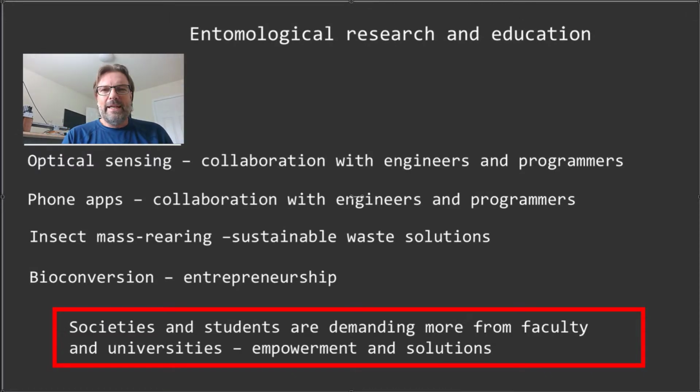With this presentation, I hope I have given you some perspectives on how you might fundamentally change your view on what entomology can and should be in the future, how you can collaborate with engineers and programmers, how you can look at mass rearing as an opportunity for your students to get into entrepreneurship, and how you and your students can meet some of the dire demands of society, how we can empower students, develop solutions, and continue to be meaningful, relevant, and really provide solutions and opportunities in the future.